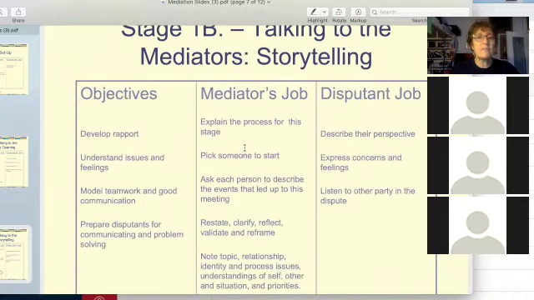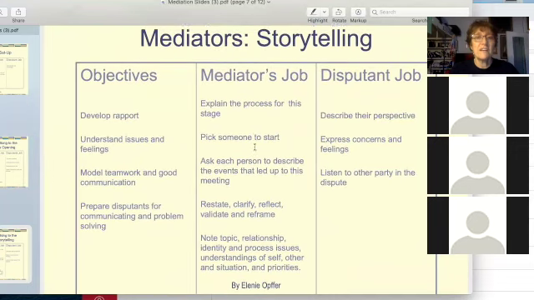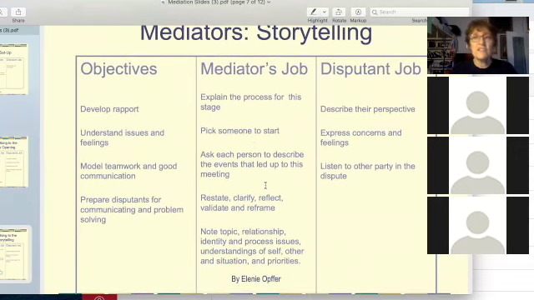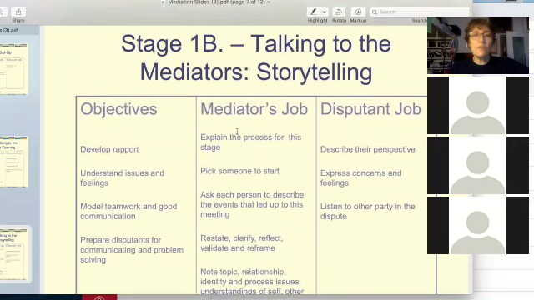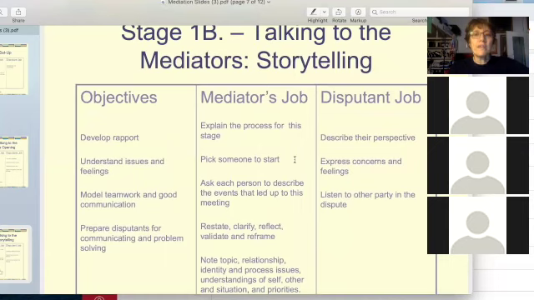Now, when people start talking and telling their story, you can continue to try to have that teamwork. So you have one person ask one person, you can have the other person ask the other person, or you can just go back and forth. But you want to talk about that before, about how you're going to take turns, because it's a little bit tricky. So you're going to explain that this is a stage where they're going to talk to you. They're going to tell you what happened. Okay. You're going to pick someone to start.